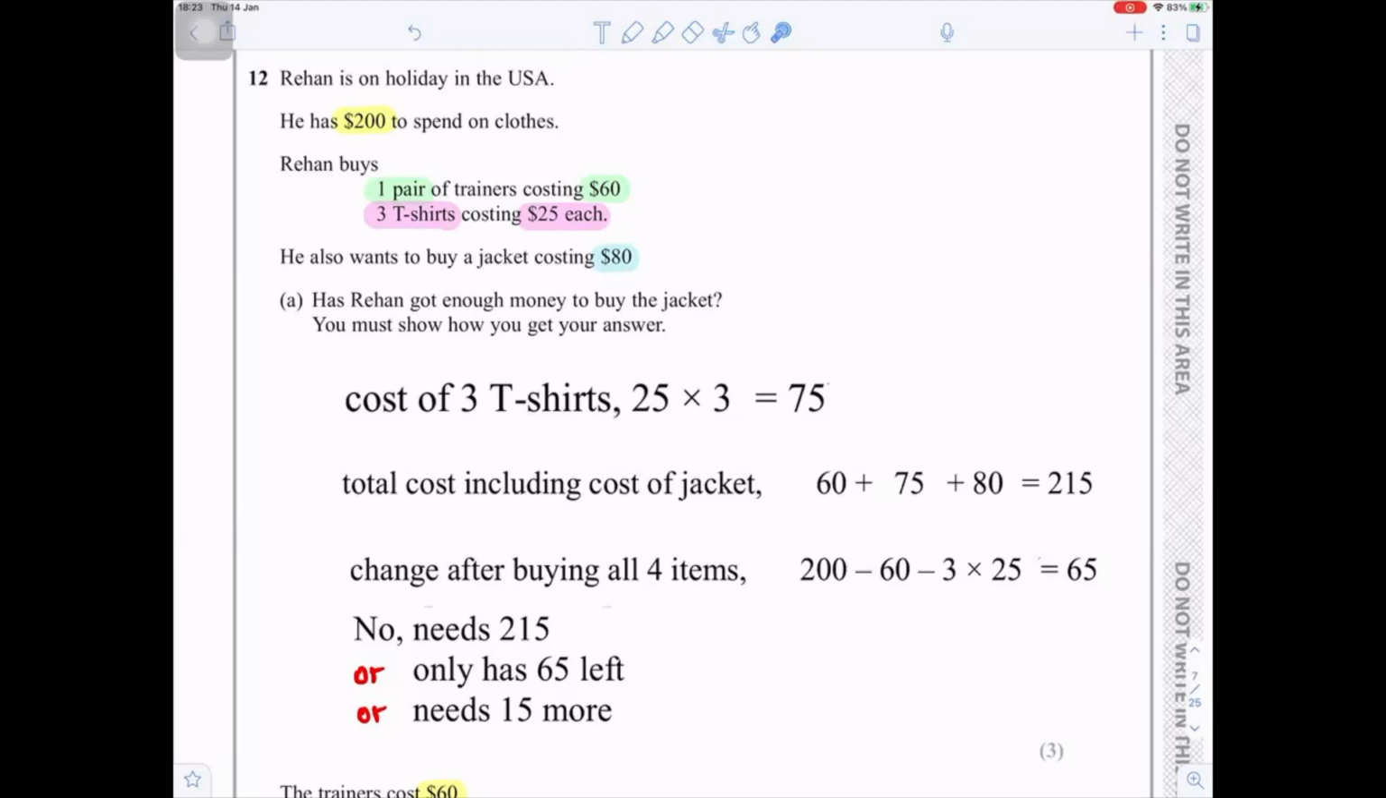So your change after you buy all 4 items: 200 minus 60 minus 3 times 25 gives you 65. So the answer is no, because he needs 215. Or you can say he only has 65 left, which is not enough. Or you need 15 more.